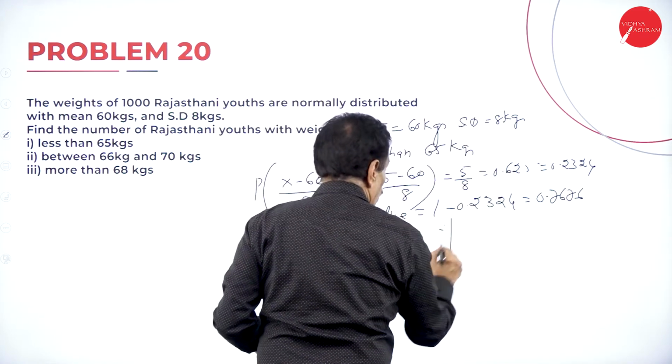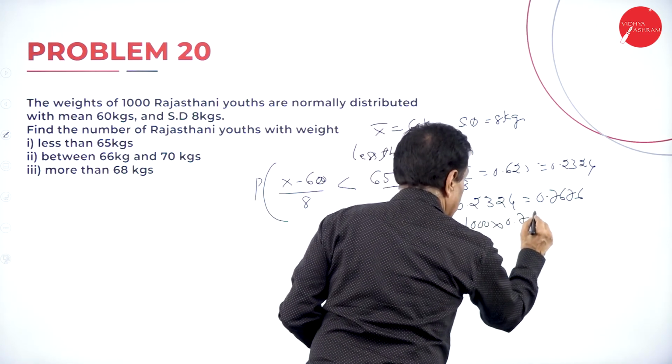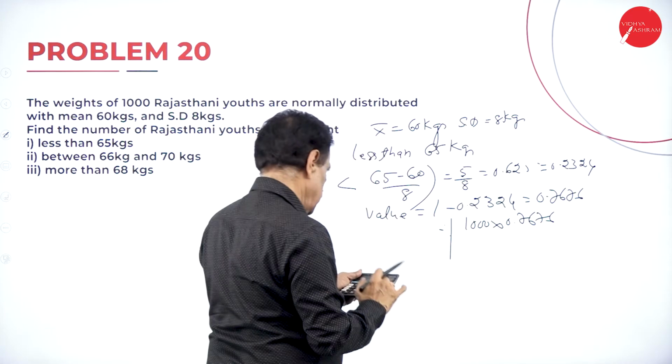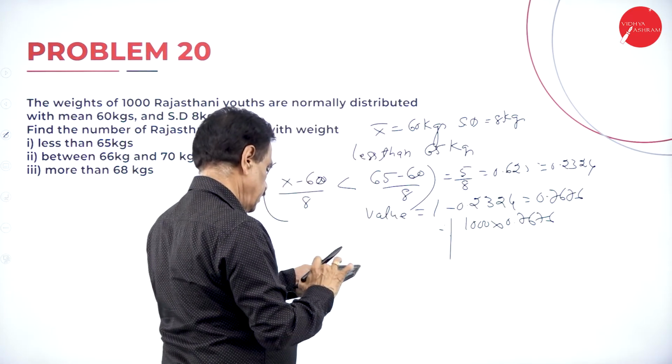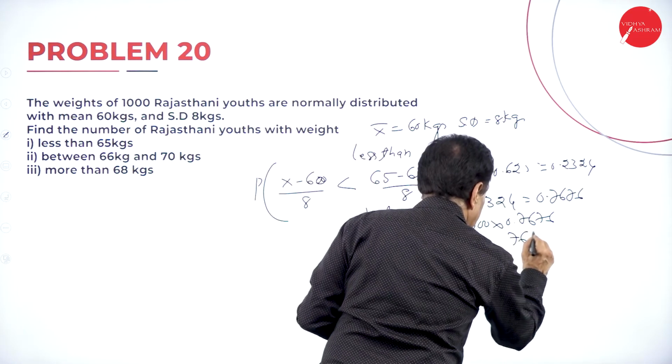Therefore, 1000 into 0.7676 is 767, say 768 students.